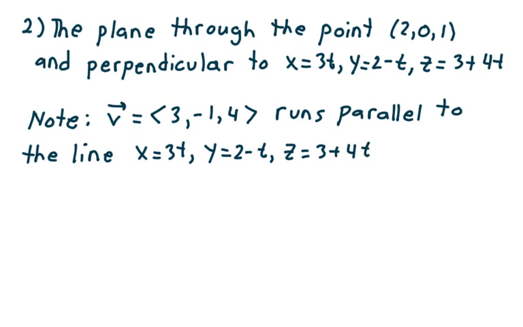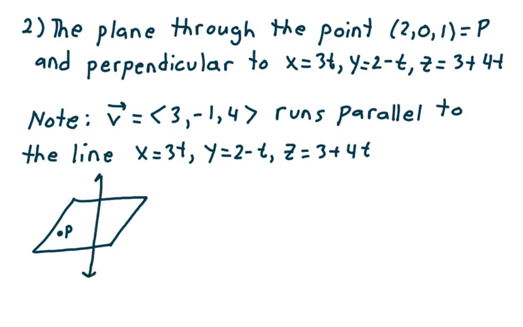Okay, now I want to draw a picture for you for a second here. So we have the equation of a plane right here. And if you don't mind, I'm going to call this point P. So (2, 0, 1) is point P, and point P is on the plane. And by design, this line is perpendicular to this plane. So we have a line perpendicular to the plane right here. And v is a vector that runs parallel to the line. And if it runs parallel to the line, it's perpendicular to the plane, if that makes sense.